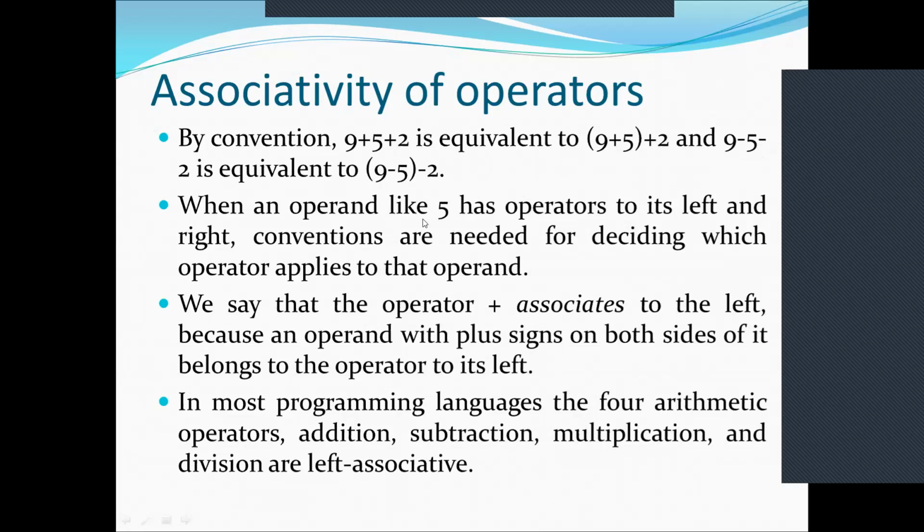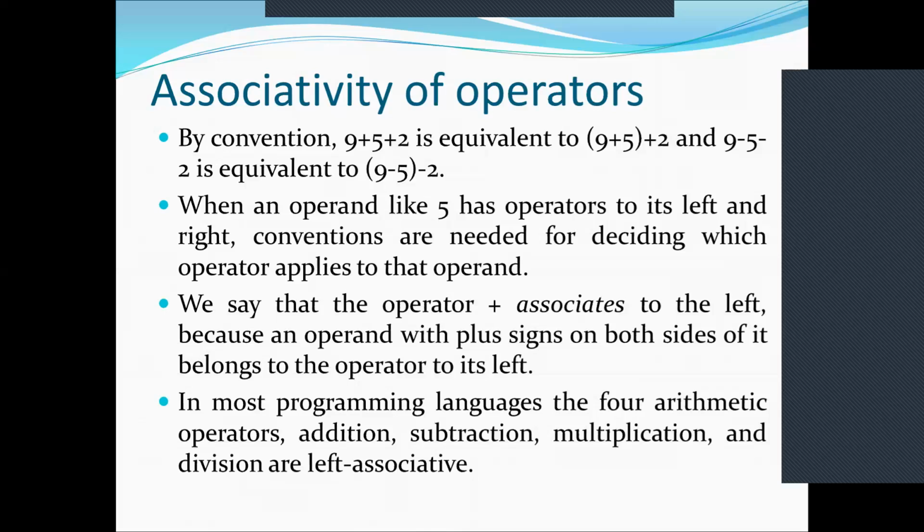Here, let us say the operand like 5 has operators to its left and right. Remember, 9 minus 5 plus 2. The 5 has two operators. Left side is the minus, right side is the plus. So it has two operators to its left and right. Conventions are needed for deciding which operator applies to that operand. Meaning, for 5, which one is applying? Should minus 5 be done first or plus 2 be done first? If this is clearly understood by the compiler, there will be no ambiguity in the interpretation.